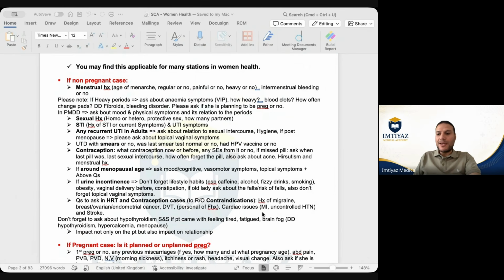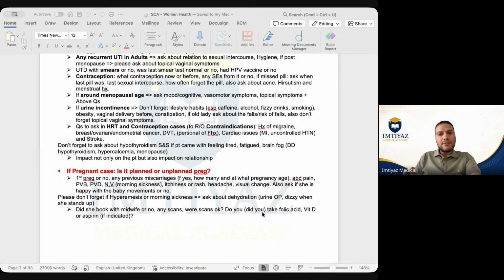If your examiner is really strict: this doctor didn't ask about sexual activity, assumed she's not sexually active, and didn't offer safe sex advice and contraceptive advice for her, they may let you fail history taking and, as a result, management, because this part is linked to management as well. Are you offering contraception and safe sex advice or not? All right.